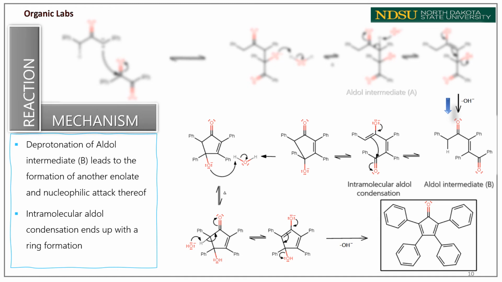After that, step 1 and step 2 repeat. Namely, an alpha hydrogen is deprotonated and another nucleophilic attack occurs. But this time, the nucleophilic carbon on the enolate is exactly 4 carbons away from the other carbonyl carbon on the compound. This leads to forming a stable 5-membered ring.